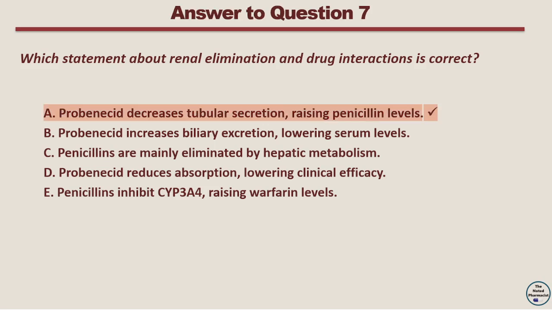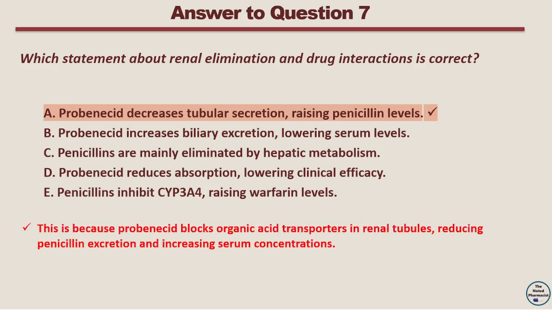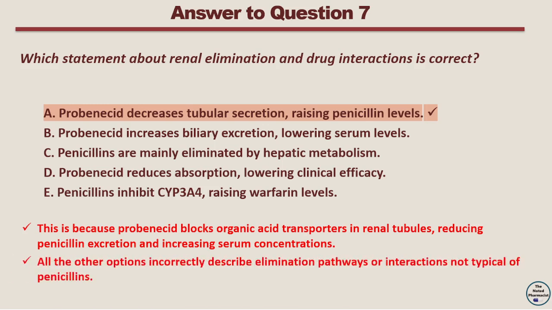The correct answer is option A. Probenecid decreases tubular secretion, raising penicillin levels. This is because probenecid blocks organic acid transporters in renal tubules, reducing penicillin excretion and increasing serum concentrations. All the other options incorrectly describe elimination pathways or interactions not typical of penicillins.